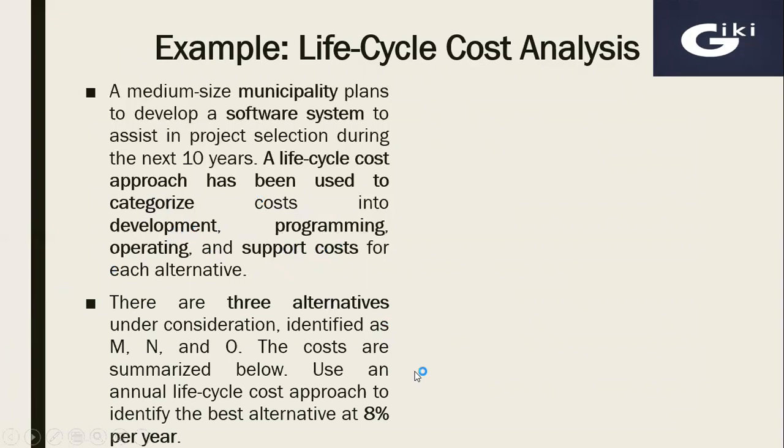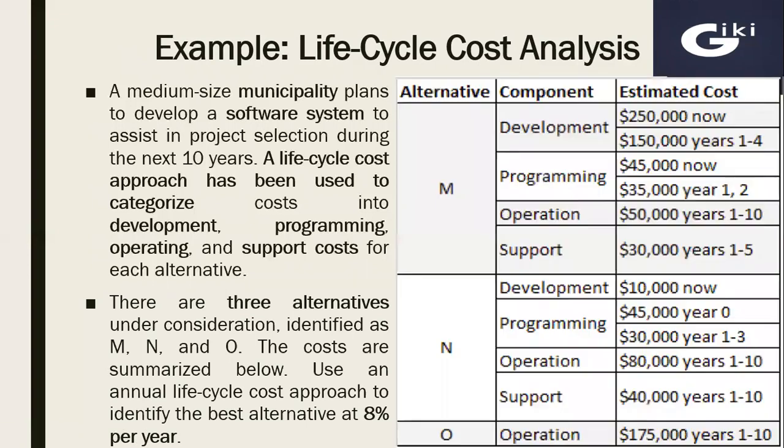There are 3 alternatives under consideration identified as M, N, and O. The costs are summarized below. Use an annual life cycle cost approach to identify the best alternative at 8% per year. So here are alternatives M, N, and O, and these are the components of each alternative. For alternative M, we have 4 components: development, programming, operation, and support. And for alternative N, we also have all these 4 components. And for alternative O, we have only one component, that is operation.